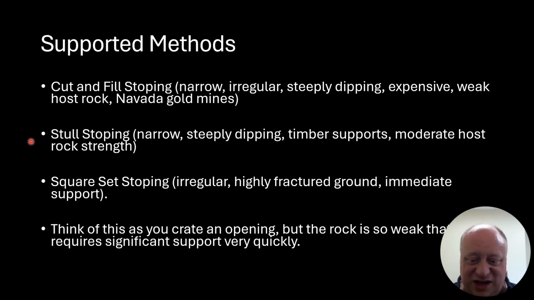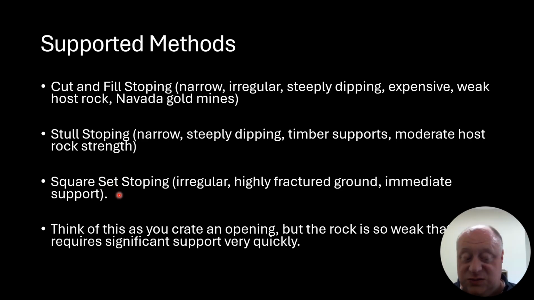Stull stoping, once again, narrow, steeply dipping. It uses timber supports, right? So stulls were basically just large timbers, right? And because this is used in a moderate host rock strength, so not as weak as cut and fill or square sets, you can get by with less support, right? There is also the option to use a more modern method of backfilling with material in areas where the timbers aren't enough. So you can do both methods kind of together with stull stoping and with square sets as well.